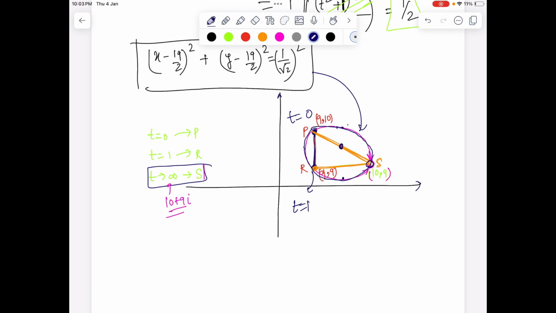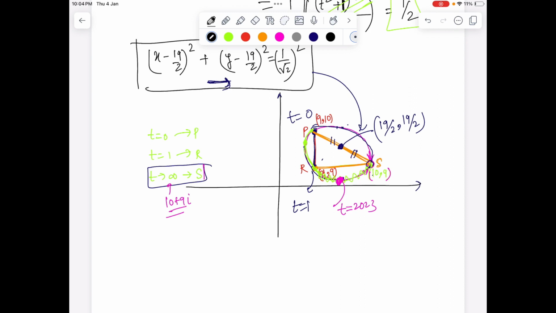And what's the center of this circle? It is clearly (9 plus 10) by 2 and (10 plus 9) by 2, which is 19 by 2 comma 19 by 2, which is evident from this case. And the radius of the circle, this distance or this distance, is 1 by root 2. And now we have caught the problem, because as we are moving from P to R, the parameter is changing from 0 to 1, so maybe 0.1, 0.2 and so on. And as we are moving from 1 to infinity, the parameter is changing this way. So somewhere t equals 2023 will be in between, at this place or this place, wherever it is.